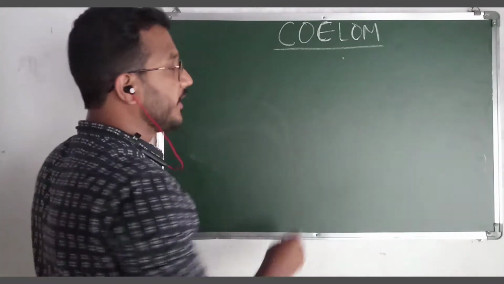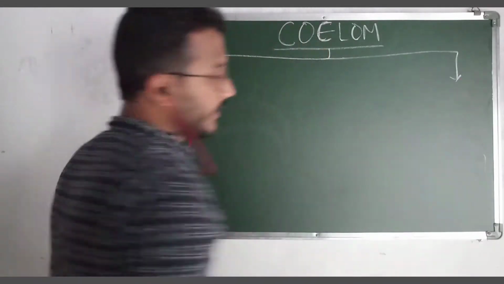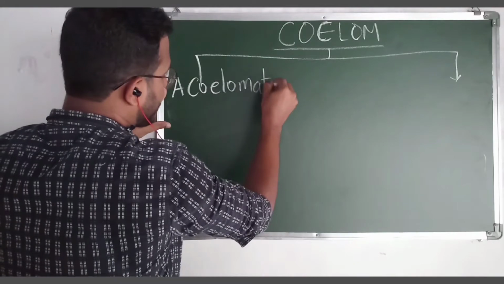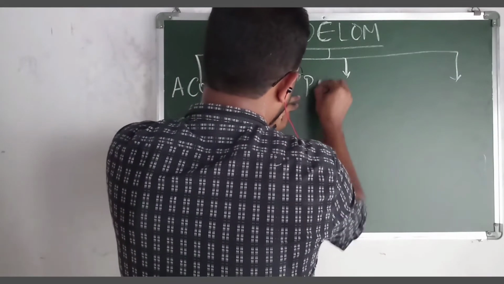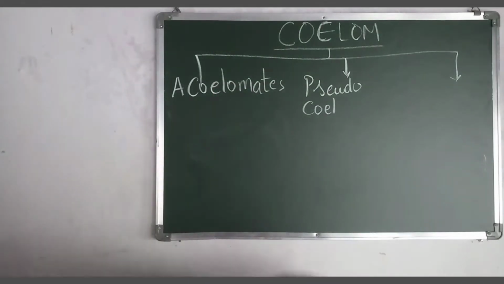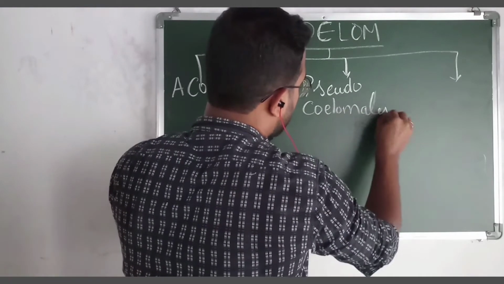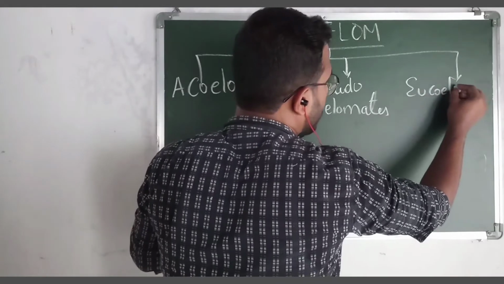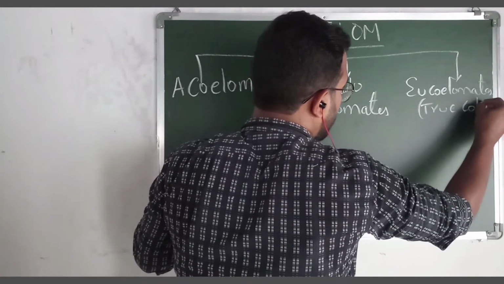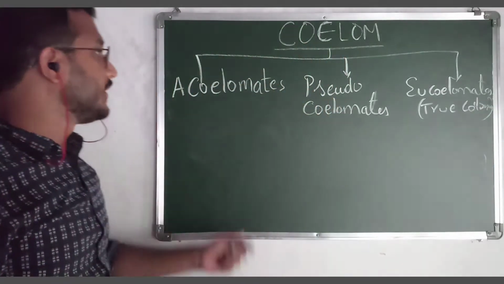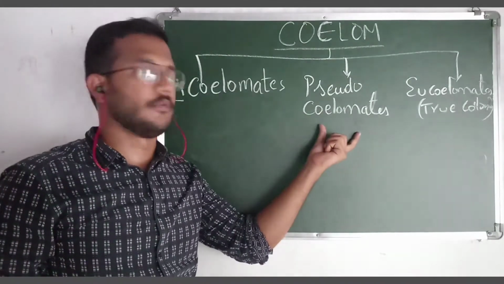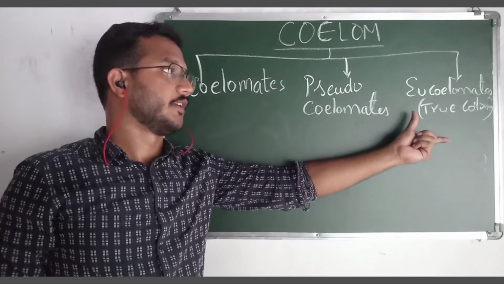Now coelom, according to its structure, was divided into three broad groups. Those are acoelomates, pseudocoelomates, and eucoelomates. Eucoelom means true coelom. The animals which do not have coelom are acoelomates. A means absent. And those having some type of false coelom are pseudocoelomates. And the animals with a true coelom are called eucoelomates.